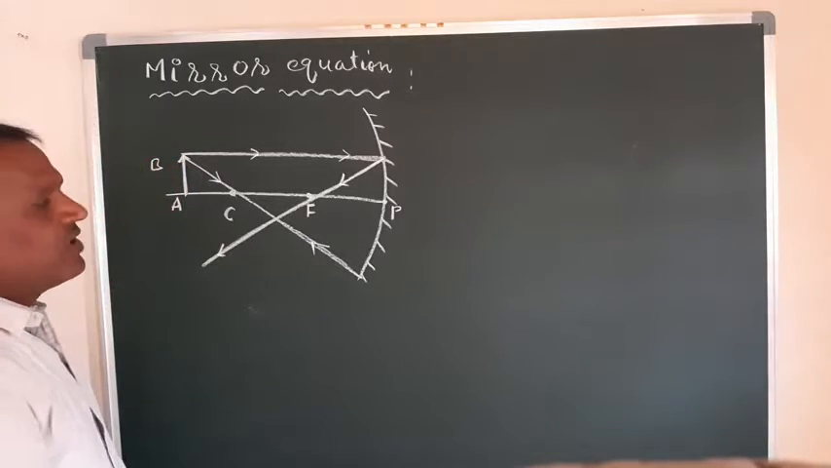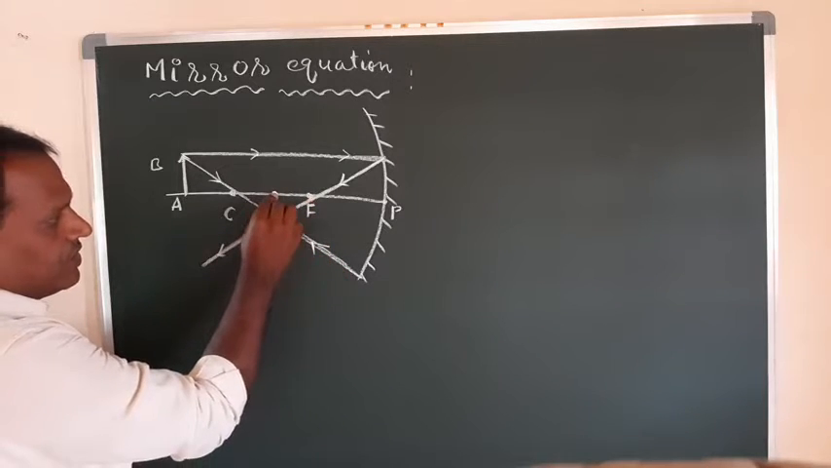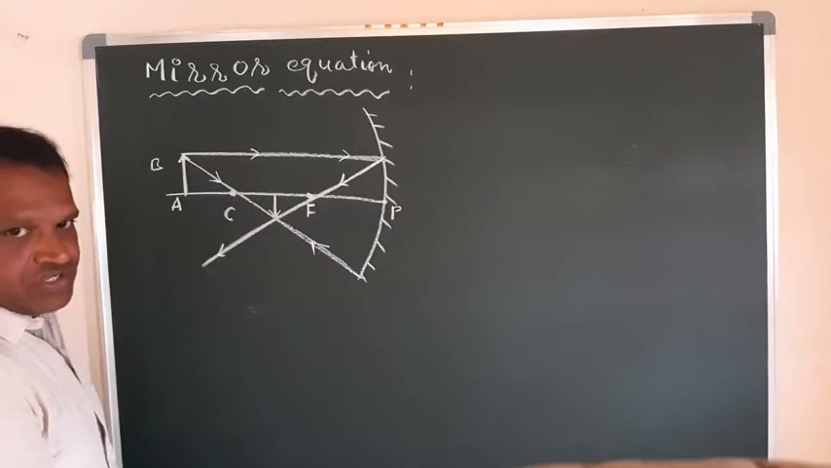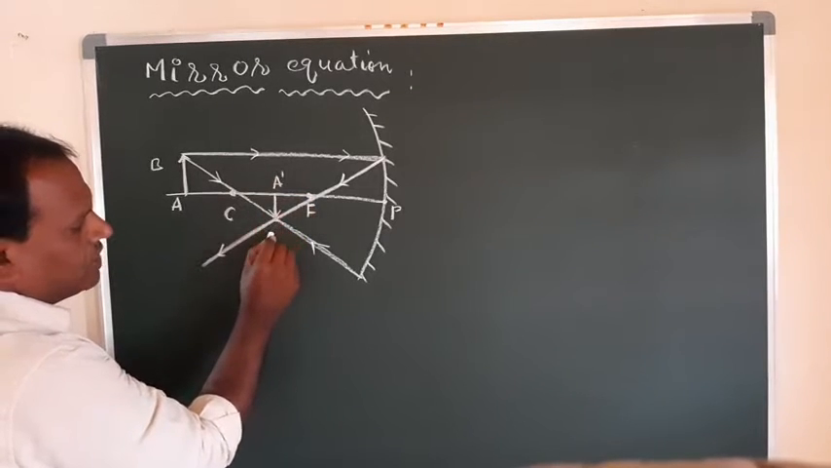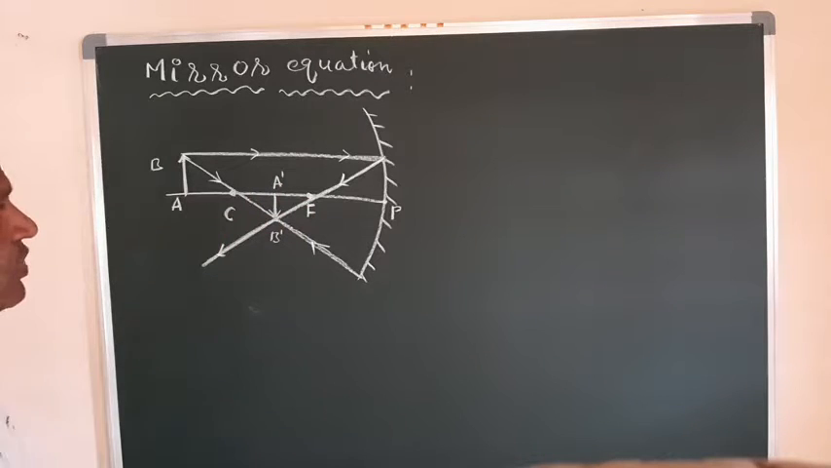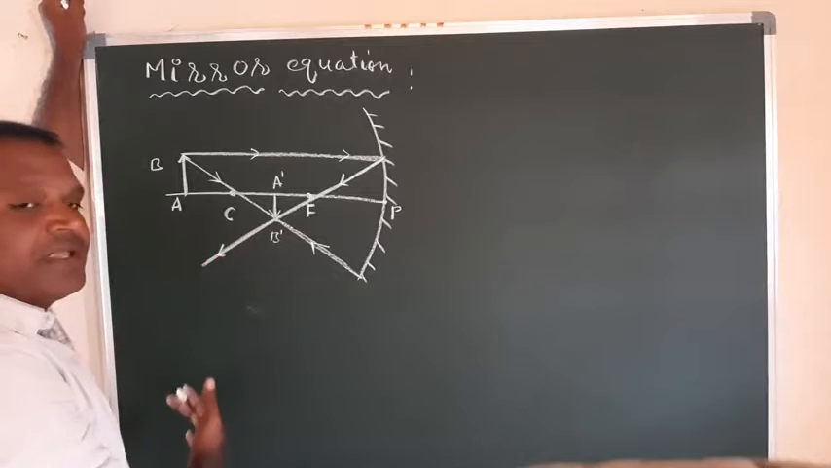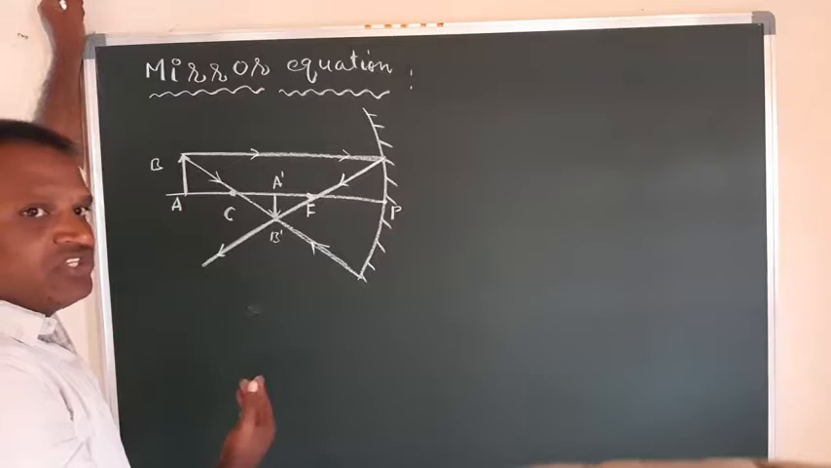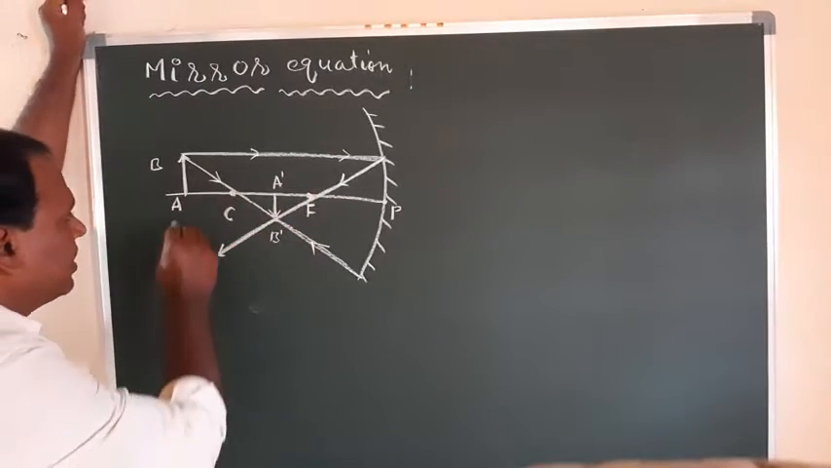Now where is the image formed? Where these reflected rays intersect, that is the point where you get the image. Let me take this point as A dash and this point as B dash, A'B'. So this is the ray diagram I drew, and here I can represent the distances of the object, image, focus and center of curvature.